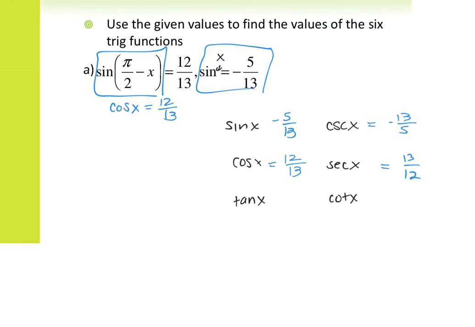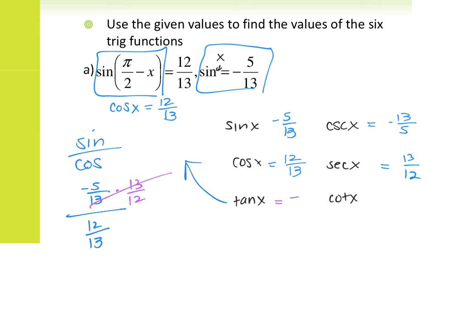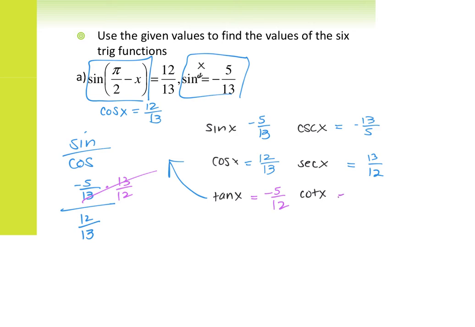And instead of using a triangle, we're going to just practice this. Tangent is sine over cosine. So it'd be negative 5/13 over 12/13. Keep, change, flip. And I get negative 5/13. No, sorry, negative 5/12. And cotangent would be negative 12/5.